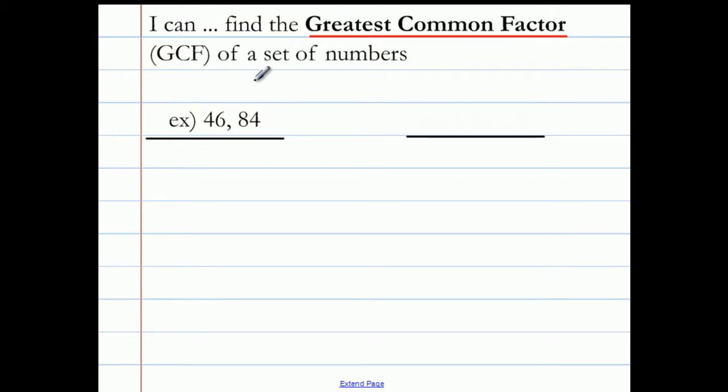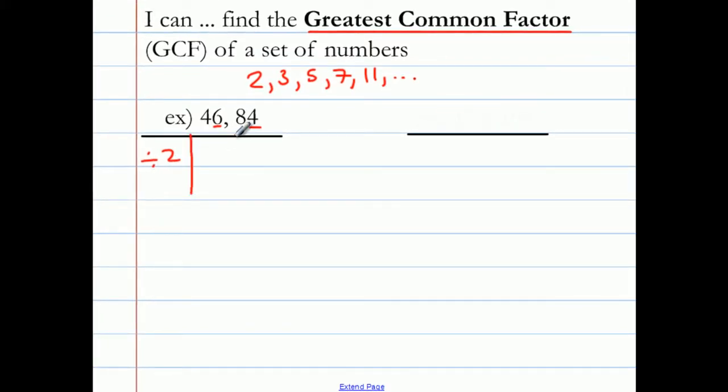The best strategy to find the greatest common factor is to just start dividing by prime numbers. You'll see why in a minute. Prime numbers are numbers whose only factors are 1 and itself. For the first example, we can divide both of these numbers by 2. If we divide 46 by 2, that will give us 23. If we divide 84 by 2, that will give us 42.